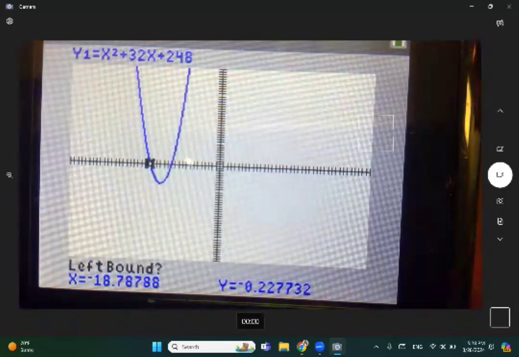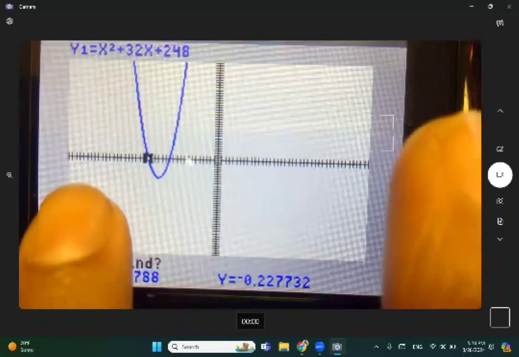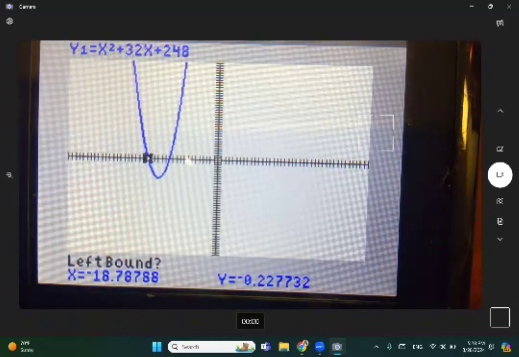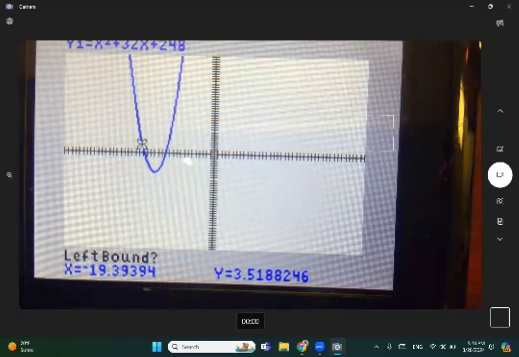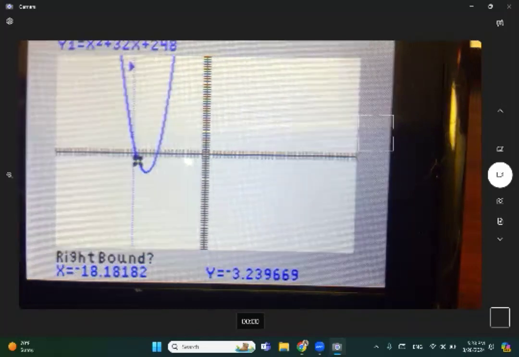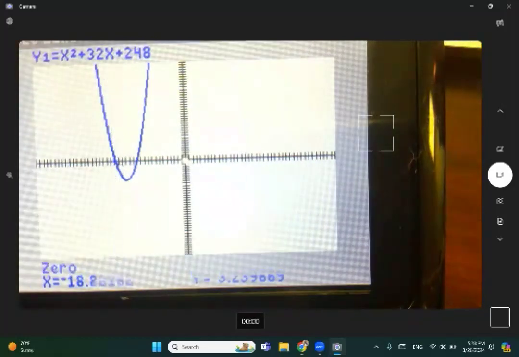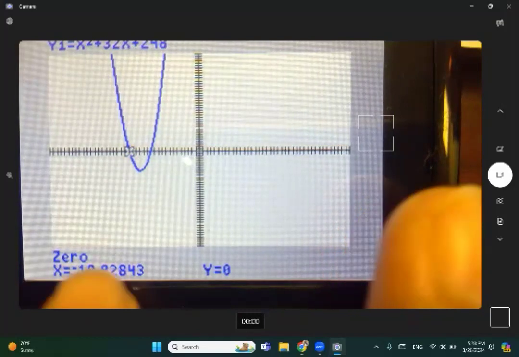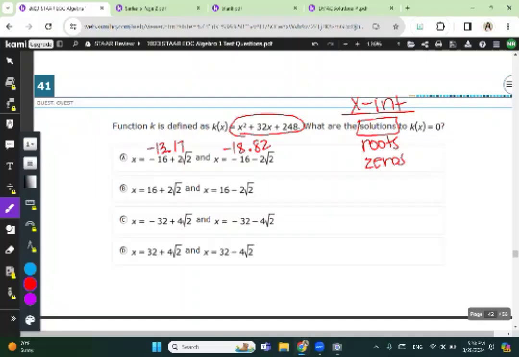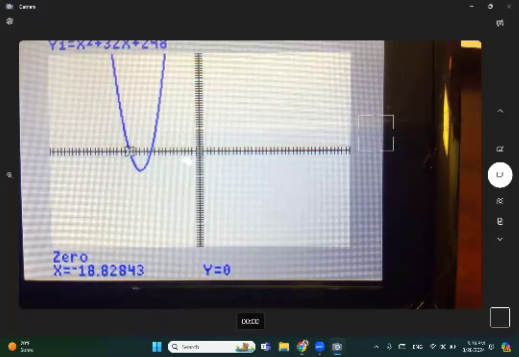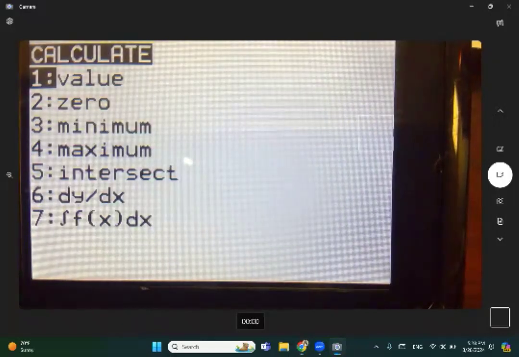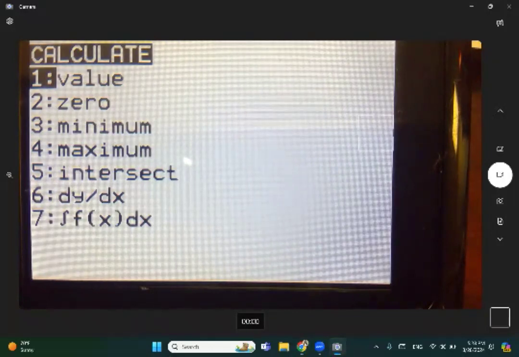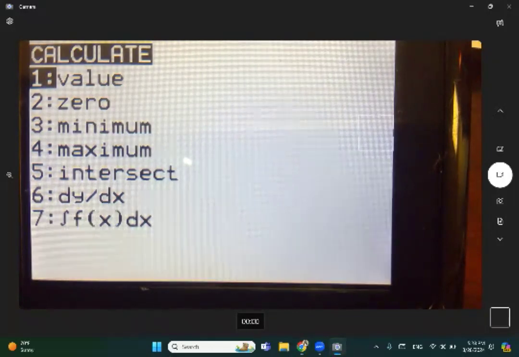I'm going to start on my left x-intercept. Put it on the intercept, but then you still have to go left side of it. So because your star goes up and down, just make sure you're pressing your left arrow key. This time it's going to go up, then go to the right side of it, and it gives you negative 18.82, which matches with this x-intercept right here. Now I have to calculate the next one. Second trace, number 2 again. Remember, we're calculating the zeros, we're calculating the x-intercepts, so that's why I'm using option 2.